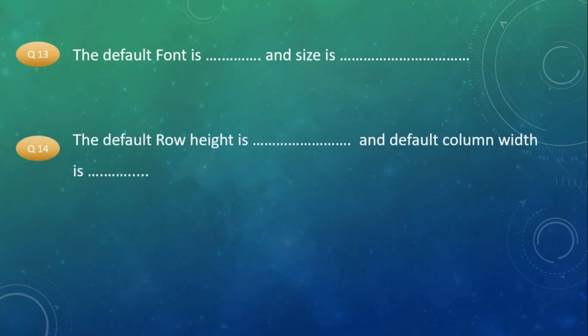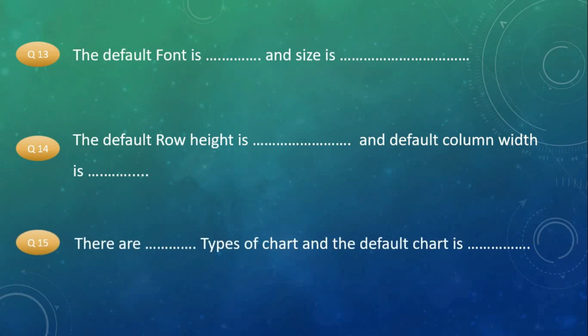The default row height is dash and the default column width is dash. 15th one, there are dash types of charts and the default chart is dash.